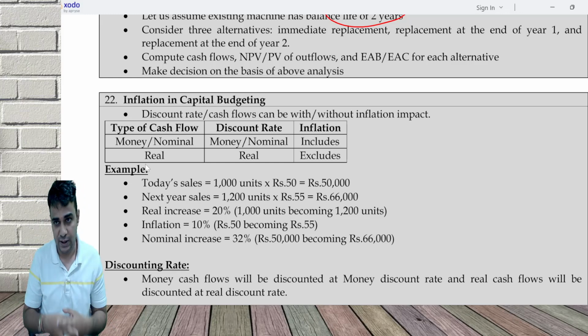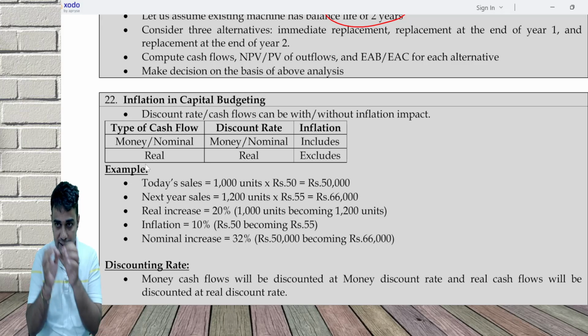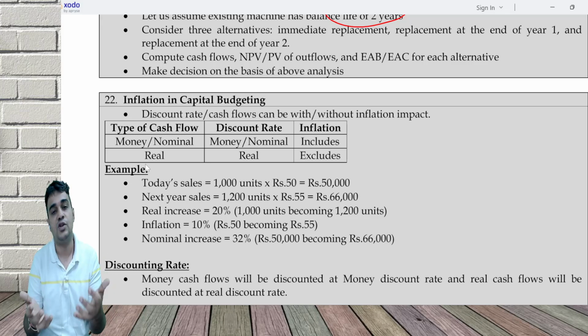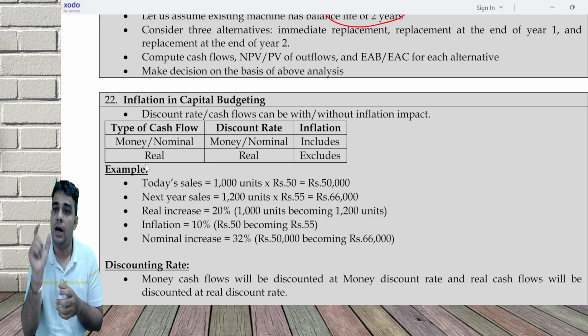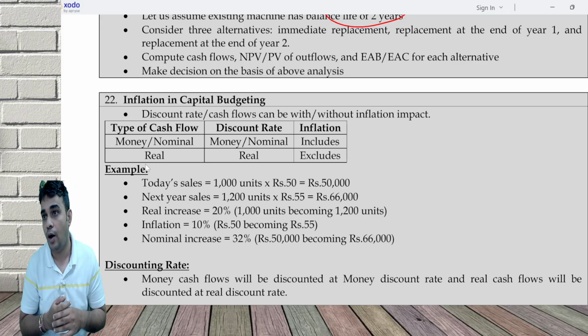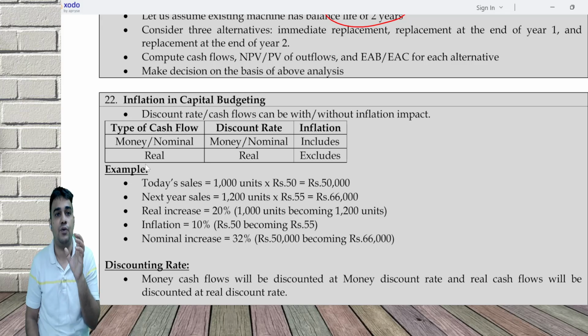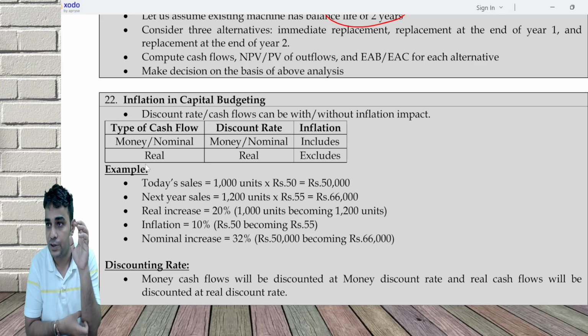If you have it with inflation, it is called nominal cash flow, or money cash flow. In the practical world, whatever cash flow happens, because Bharadwaj Institute would have been increasing fees every year, that does not mean we are earning anything extra. That's because of the inflation. So in your balance sheet or financial accounts, you write only nominal cash flow. If you remove the inflation, it's called real cash flow.